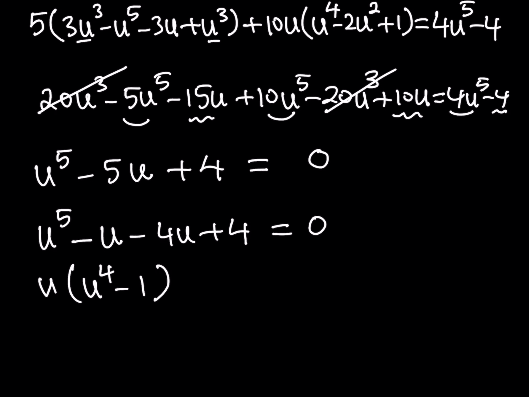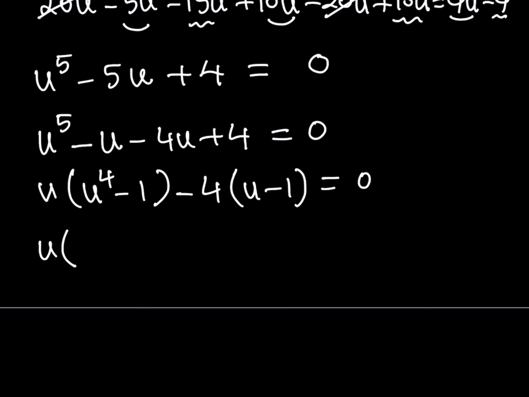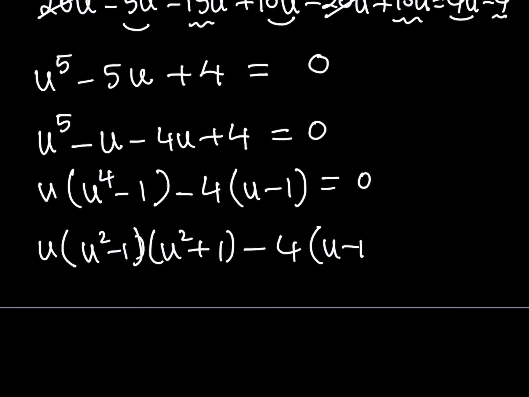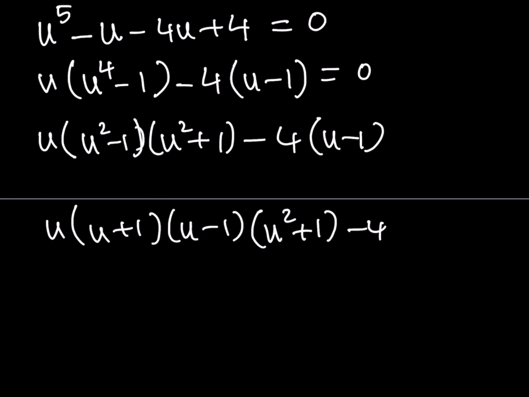All right, so this is how I can factor this, and notice that u minus 1 divides both of these pieces, which means it's going to be a common factor, which we already verified. So now I'm going to be doing a lot of factoring here. Obviously, u squared minus 1 times u squared plus 1, and then minus 4 times u minus 1. And u squared minus 1 can be written as u plus 1 times u minus 1, and then we have u squared plus 1, and then minus 4 times u minus 1.